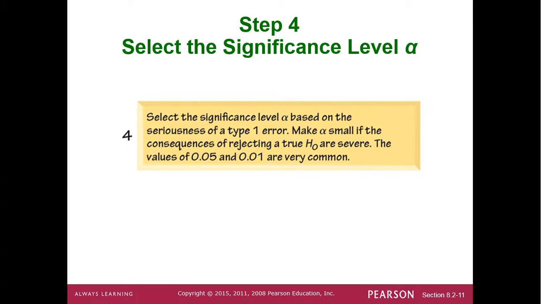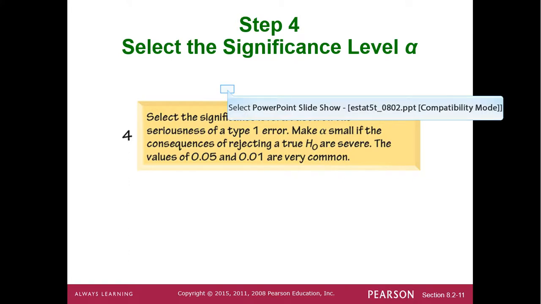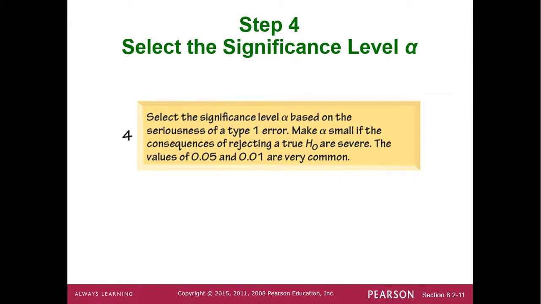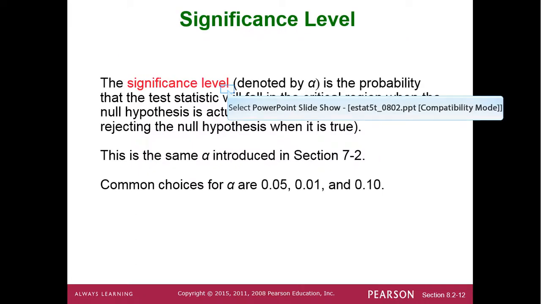The next thing we're going to do is select the significance level alpha. This is just like the prior chapter where we were looking at doing confidence intervals. Typically, alpha is 0.01, 0.05, or 0.10. You want to keep it small because it's the chance of what we call a type 1 error, the chance that you would falsely reject a true H0.